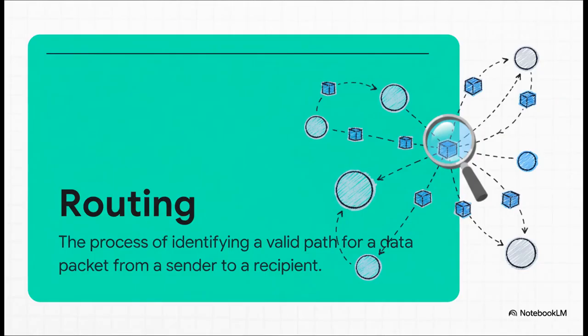So here's the key. Every time you send anything online, doesn't matter if it's an email or just one frame of a movie, it gets broken up into these tiny little things called data packets. Routing is the job of figuring out the absolute best path for each one of those packets to travel, from you to its destination, hopping between countless routers along the way.